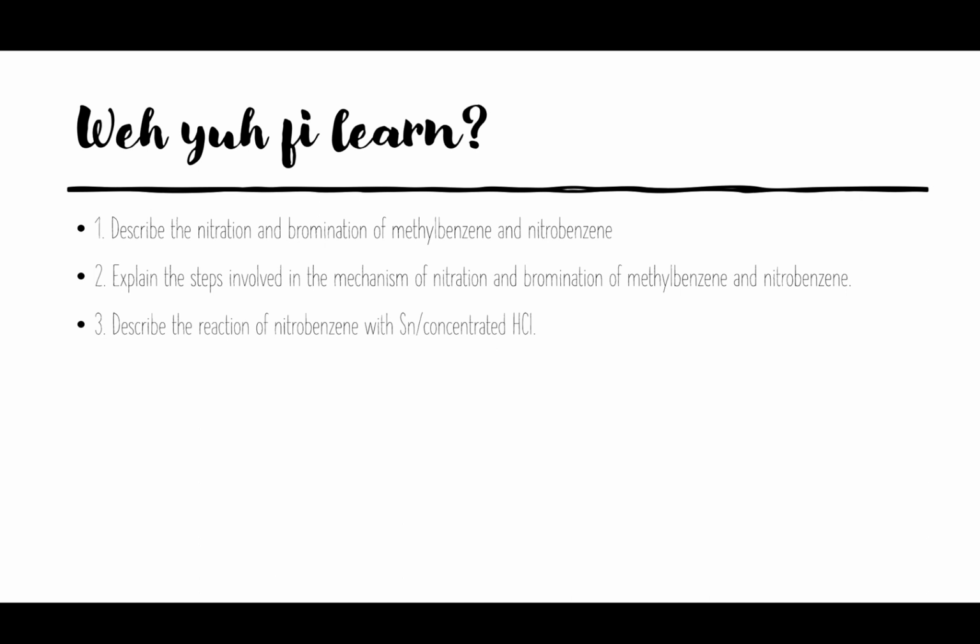You see, everything else, we couldn't care less, right? So these are the three things that we need to know. We need to know the nitration and bromination of methylbenzene and nitrobenzene. We need to know the mechanisms for both of them, and we need to know the reaction of tin and concentrated hydrochloric acid with nitrobenzene, and that is what we call the reduction. The reduction of nitrobenzene, right? And we know it's a reduction because we see tin, and tin is a reducing agent. So we know that already, right? Unit 1 chemistry, done a long time, right? So we have no problem with that.